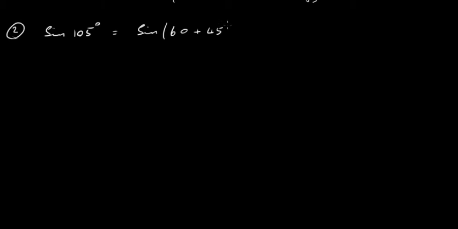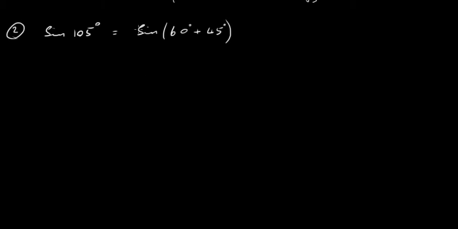Let's have a look at another one. Let's have a look at the sine. This is number 2 here. So we look at the sine of 105 degrees. Okay, so we need to try and make this into the sine of two of these special angles. 105 is probably going to be 60 plus 45, that'll give me 105, yes. So we have 60 degrees and 45 degrees.